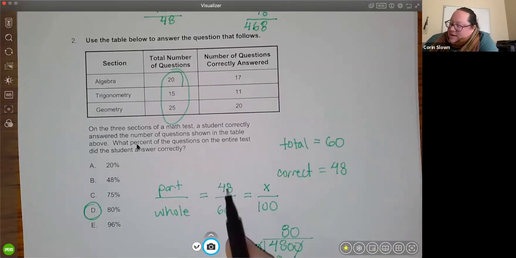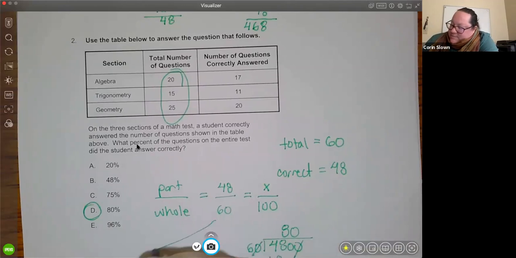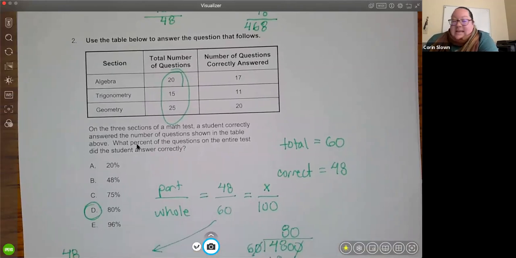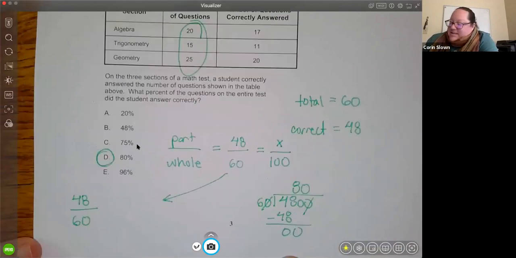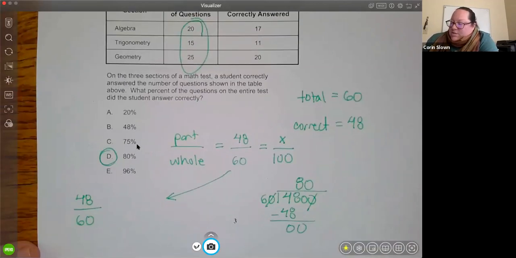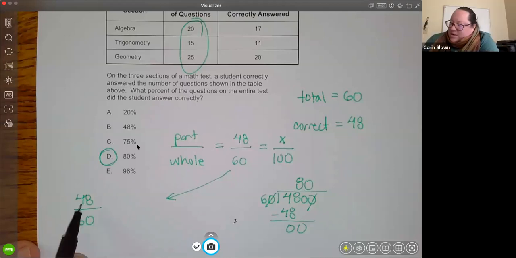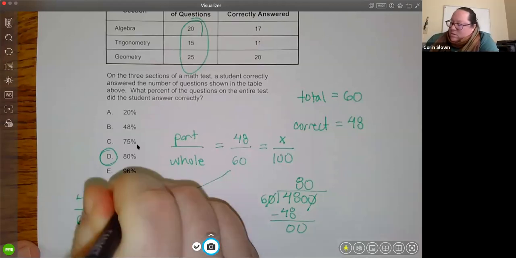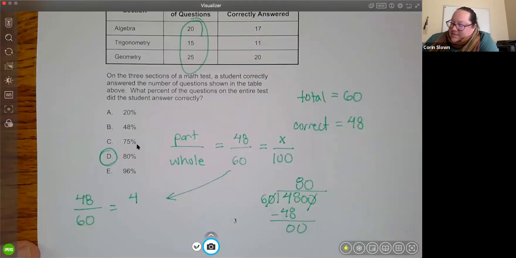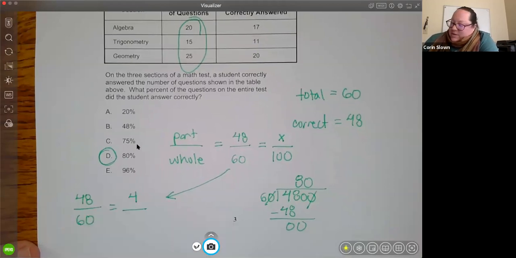Because 48 out of 60 is a fraction, I could think about how I could simplify that fraction. So for example, is there something that goes into both of these? What is common for both 60 and 48? I know that 12 does, so if I divided 48 by 12, I would get 4. And if I divided 60 by 12, I would get 5.